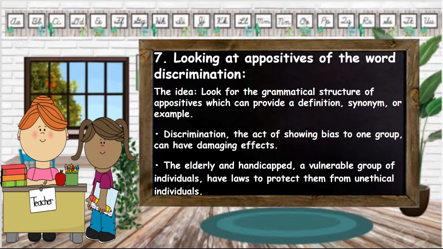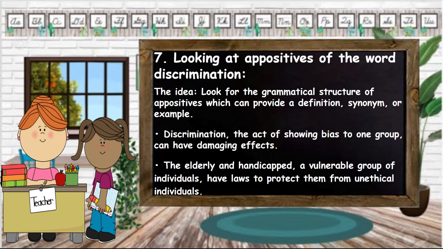Number 7, looking at appositives of the word discrimination. The idea is to look for the grammatical structure of appositives, which can provide a definition, synonym, or example. Discrimination, the act of showing bias to one group, can have damaging effects. The elderly and handicapped, a vulnerable group of individuals, have laws to protect them from unethical individuals.